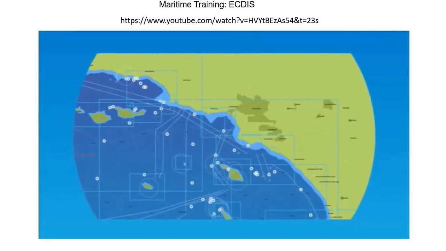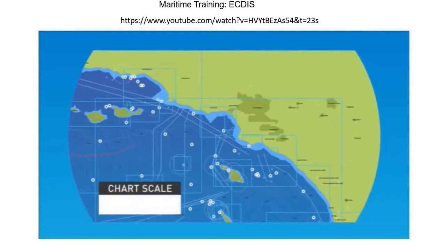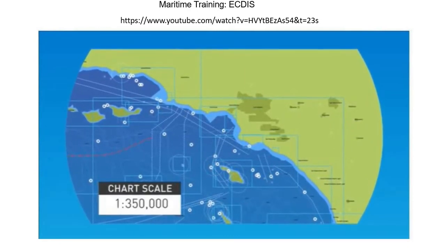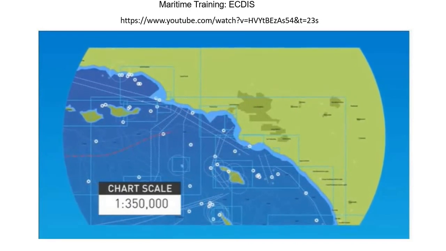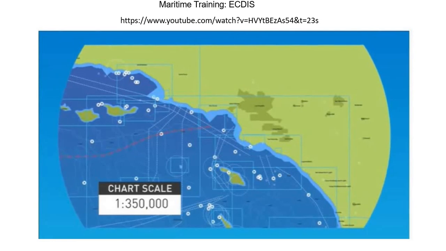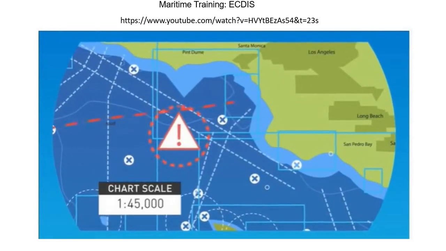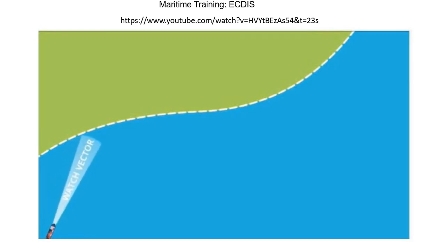As with paper charts, it is vital that the navigator choose the correct chart scale for the task at hand. Navigating coastal waters with ECDIS set to scale for oceanic transit can be extremely dangerous, as some navigational hazards may not be visible. The watch vector is perhaps the most important ECDIS setting.